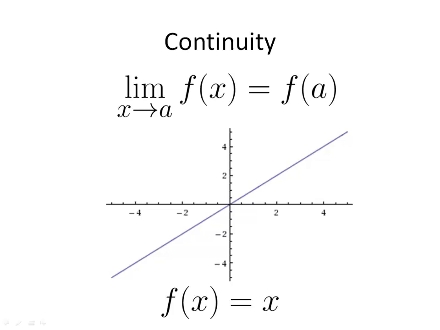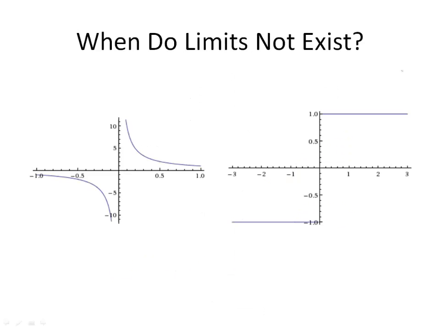So a function can be defined as continuous if you can take any point in this function and approach from the left and from the right, and the value of the limit is equal to the value of the function that's defined. When do limits not exist?